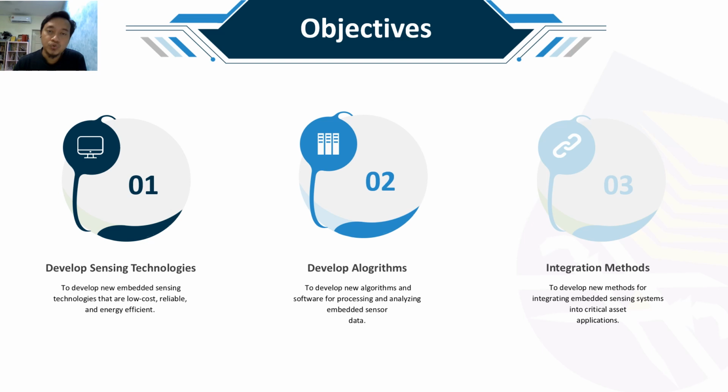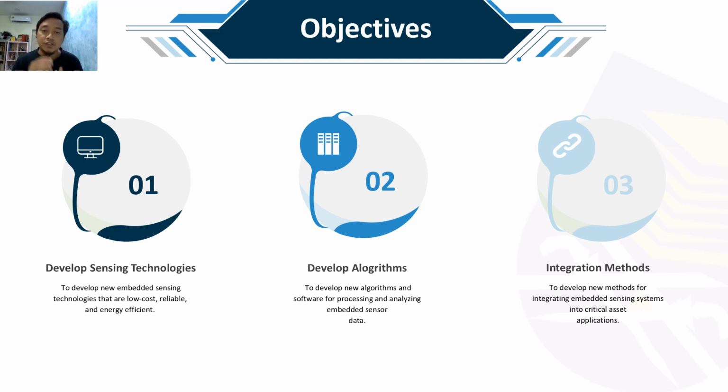And the second one is to develop new algorithms and software for processing and analyzing the embedded sensor data. These algorithms must be able to handle noisy, incomplete, and high-dimensional data in real time on embedded devices with limited computing resources. And the last one is to develop new methods for integrating embedded sensing systems into critical asset applications. This requires careful design and testing to ensure that the safety and reliability of the system are not compromised.